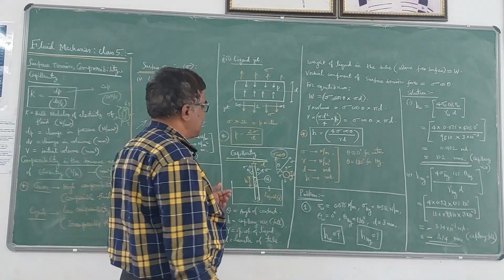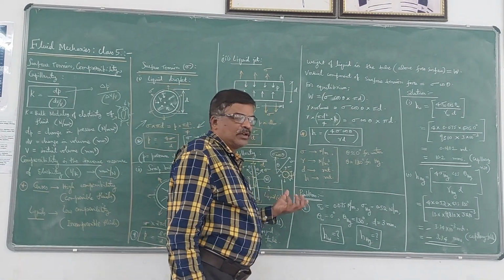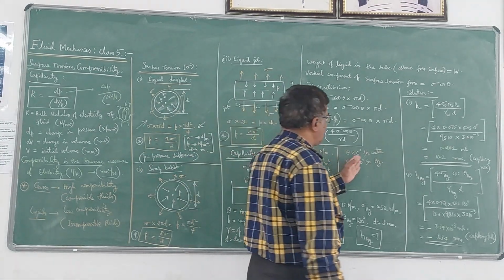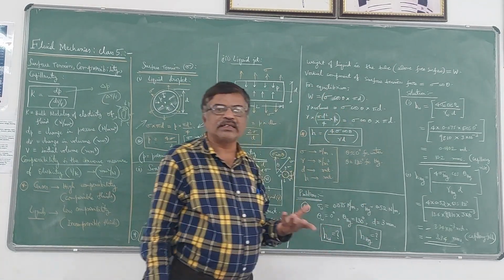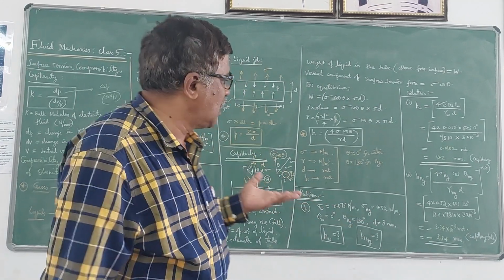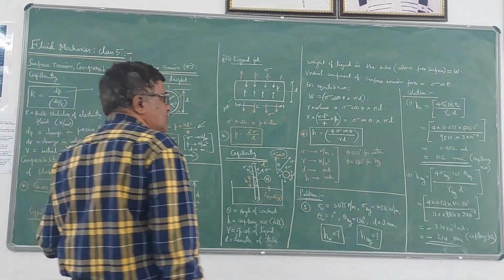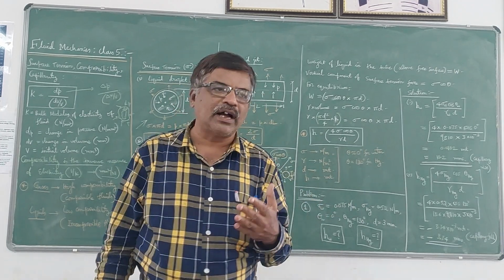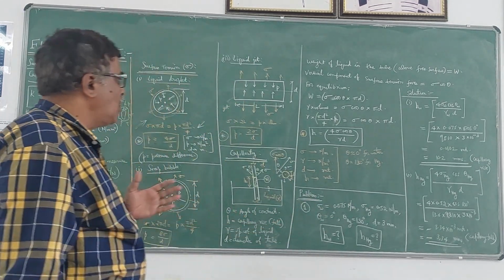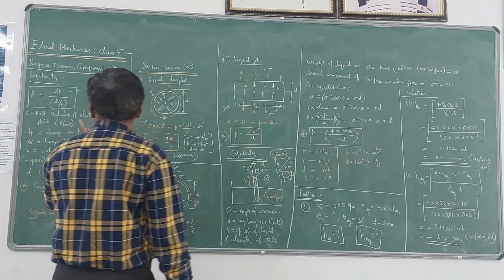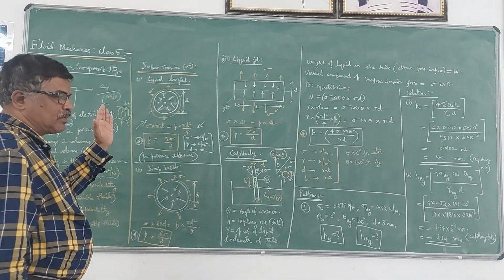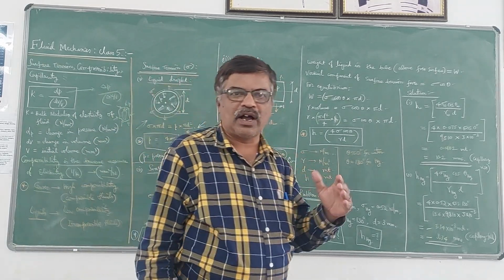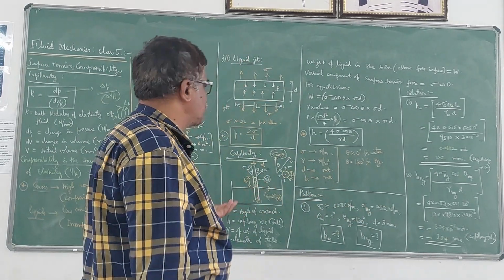D is the diameter of the tube, capillary tube, which is expressed in meters. So normally the value of theta for water is almost 0 degrees, and for mercury it is almost 130 degrees. Okay, so depending on the type of the fluid or the liquid, the value of theta varies. So now these are the three important properties. One is compressibility, second one is surface tension, third one is capillarity. So I have given the expressions for those things.